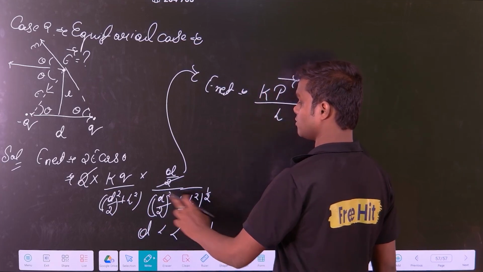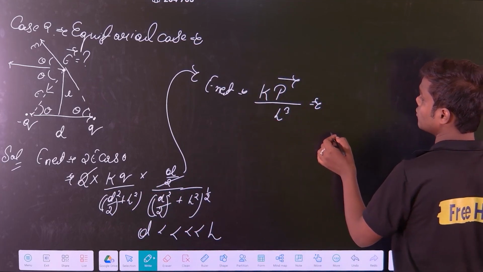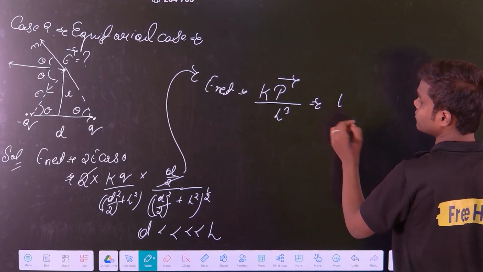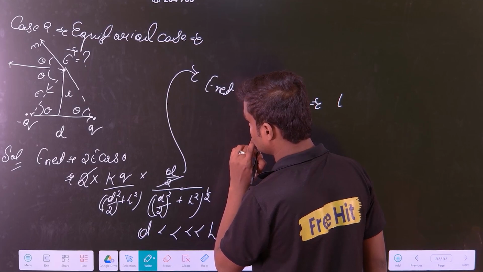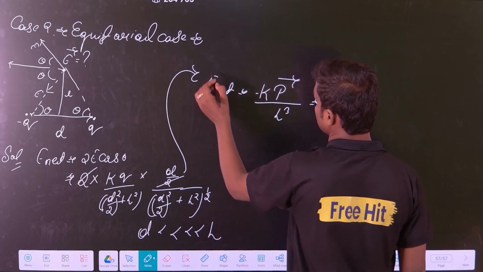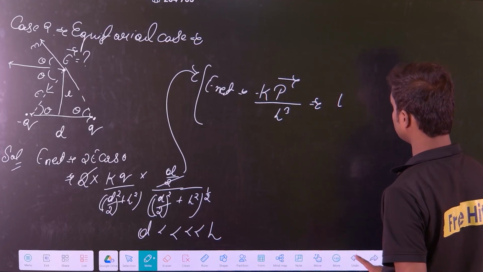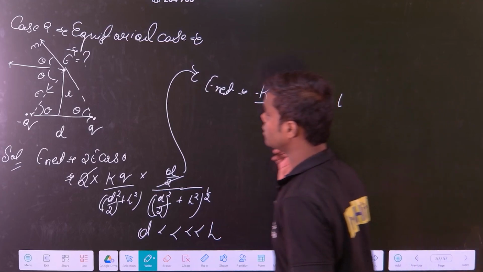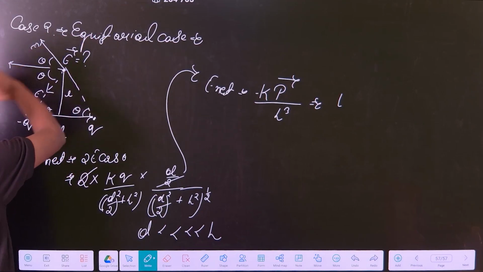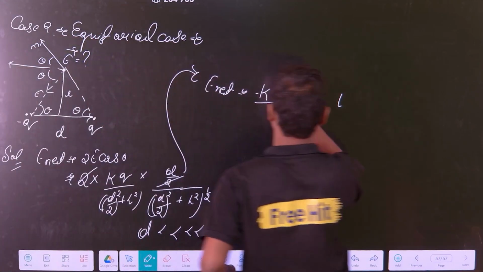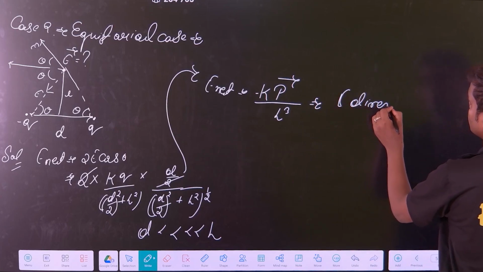Okay, so this will become power 3 by 2, you will get L cube here, so this is equal to our E net. But one more thing, why have I put the minus sign here? Because if you see, my dipole moment direction is this direction, and the net electric field vector is in this direction, so that's why I am putting the minus sign. So my direction is opposite to the dipole moment.